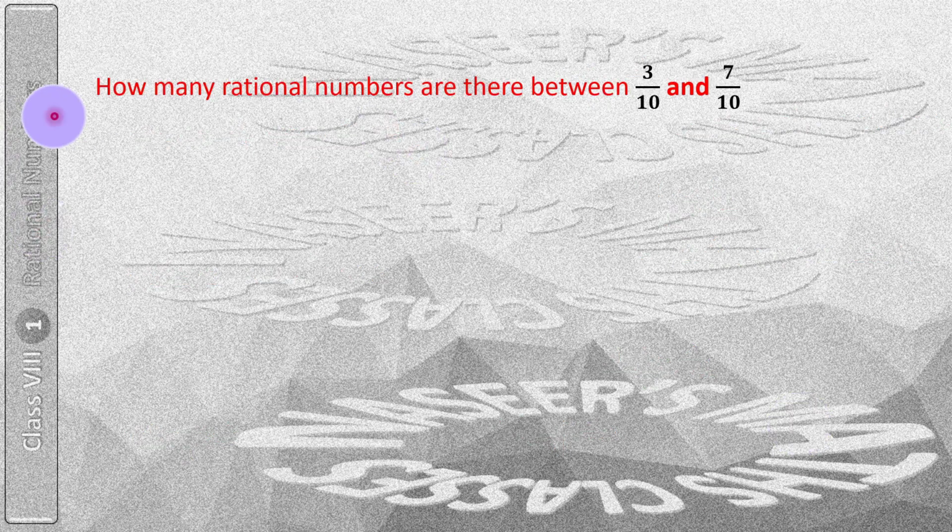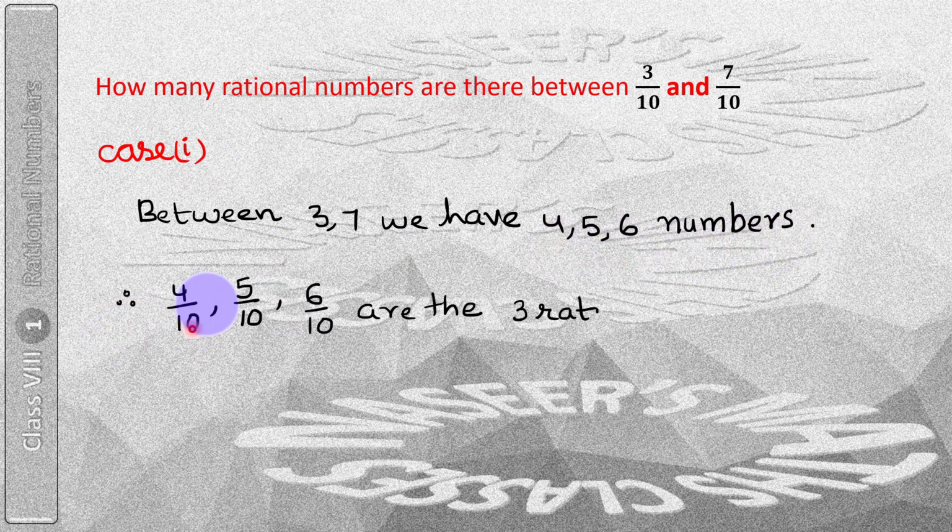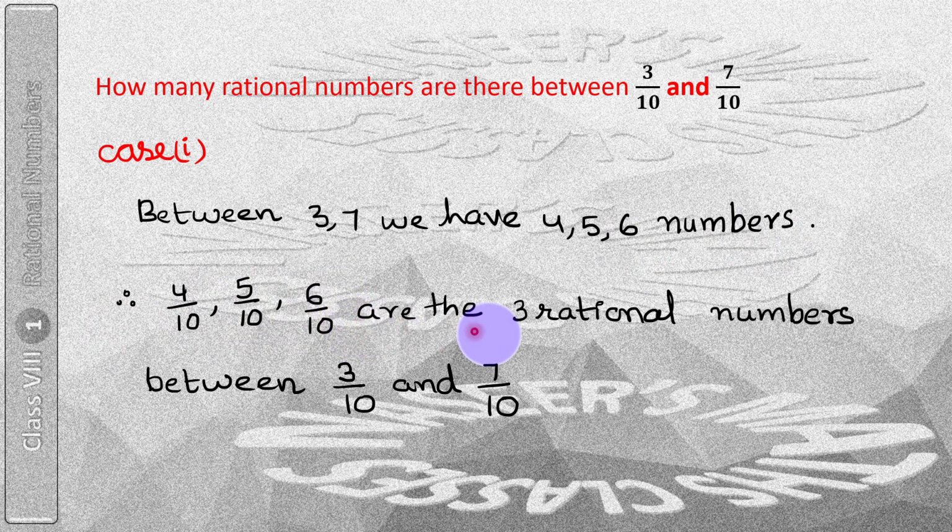So next, how many rational numbers are there between 3 by 10 and 7 by 10? Here 3 by 10 and 7 by 10 are the rational numbers. So case 1. Now we go through the different possibilities. First possibility: between 3 and 7 we have 4, 5, 6 as the numbers. So 4 by 10, 5 by 10 and 6 by 10 are the three rational numbers between 3 by 10 and 7 by 10.